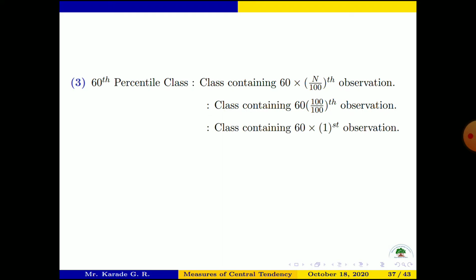So class containing 60th observation. So finally we have the class containing the 60th observation, meaning the 60th percentile class.